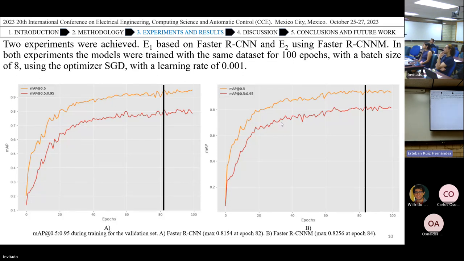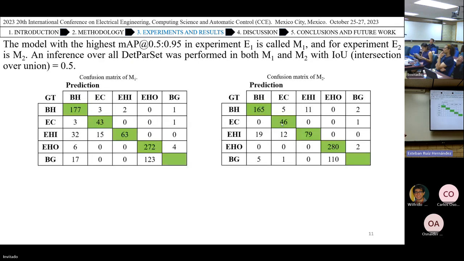To do that, we perform inference over all the images of the dataset in order to understand more the impact of the modifications. We select an intersection over union of 0.5 to make the inference, and we obtain these two confusion matrices. We observed that with the A1 model, we have a bias towards the BH class because a lot of the predictions of the model are of the BH class. Such a bias decreases notably in the A2 model. And in the other three classes, we correctly classify more parasites than with the A1 model.